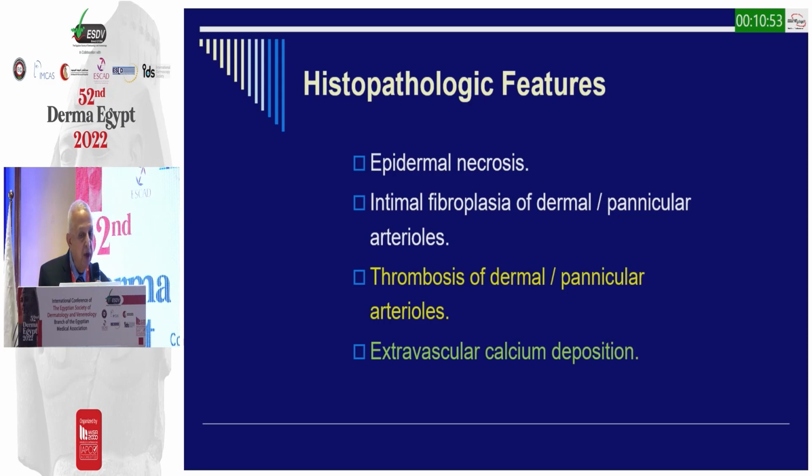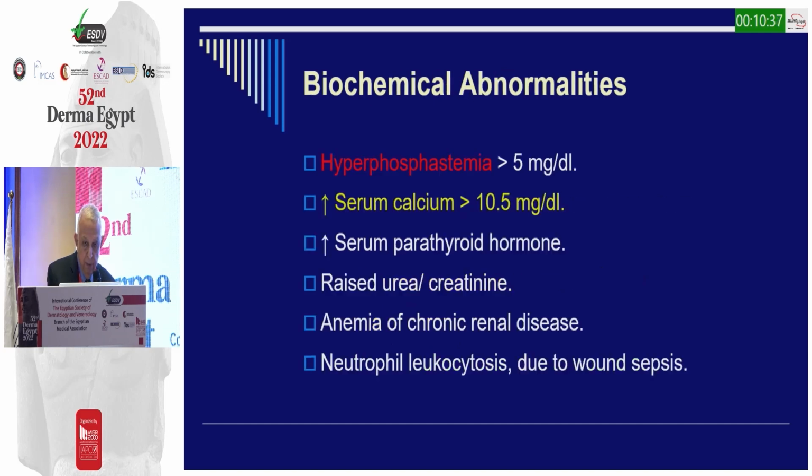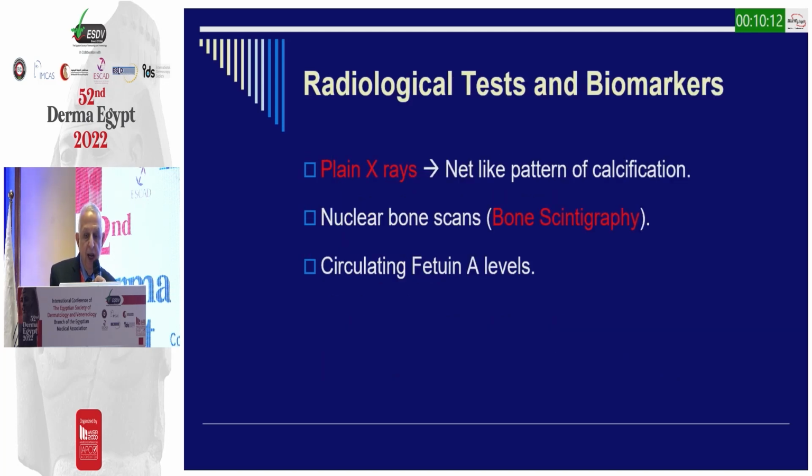The histopathologic features include epidermal necrosis, intimal fibroplasia of the dermal and panniculus arterioles, thrombosis of the dermal and panniculus arterioles, and extravascular calcium deposition. The biochemical abnormalities include hyperphosphatemia, hypercalcemia, elevated serum parathyroid hormone, raised kidney function tests, anemia of chronic renal failure, and neutrophil leukocytosis due to wound sepsis. The plain X-ray will show a net-like pattern of calcification.